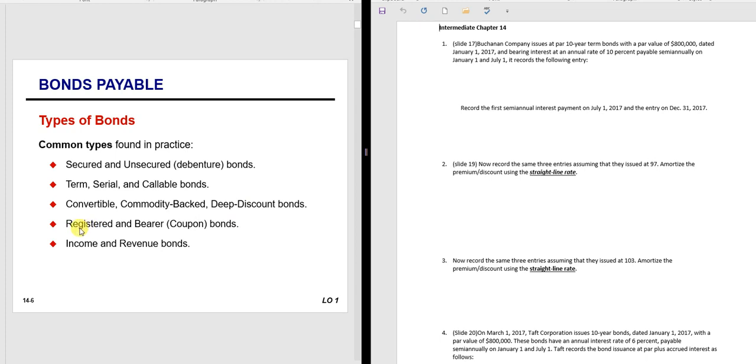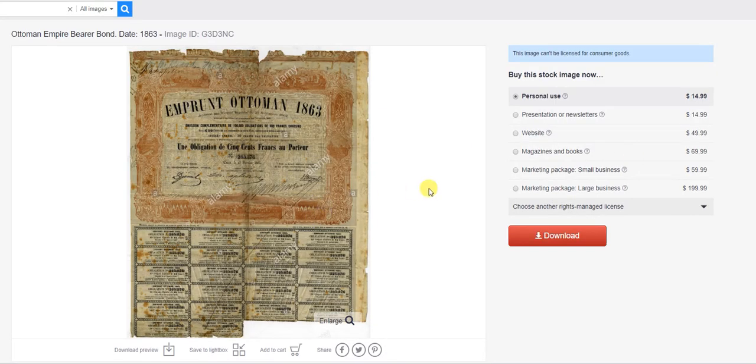Registered bonds are when your name is actually registered with the company. Bearer bonds or coupon bonds, whoever owns the bond and tears off the coupon gets the interest. So in essence, it's like perforated on the side. You tear it off and send it in. Okay, so look at that. I found a picture of a bearer bond.